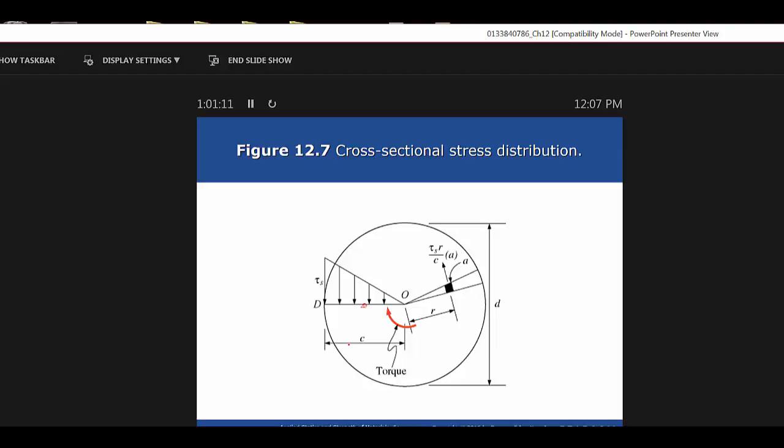The allowable torque is the allowable shear stress times the polar moment of inertia divided by C. Did they give us the allowable? They did give us the allowable shear stress: 83 megapascals. That's the same thing as 83 newtons per millimeter squared, times the polar moment of inertia, which we just calculated.